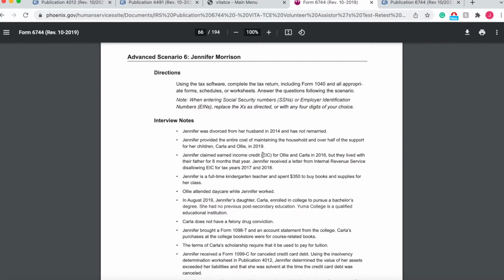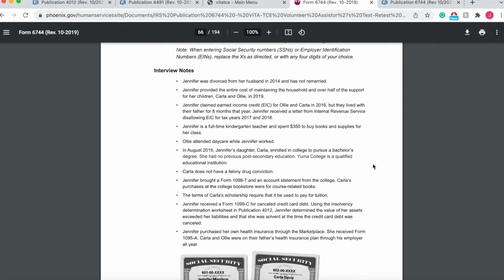Notice that we're already 2 bullets into the interview. We see that she's divorced, but that she maintains all of the costs for her household with 2 children living in it. It's probably a decent indication that she may qualify for head of household status. We also see from the interview notes that Jennifer claimed the earned income credit for Ollie and Carla in 2016, but they lived with their father for 8 months that year. Jennifer received a letter from the Internal Revenue Service disallowing the EIC for tax years 2017 and 2018. It's important to note that we are in tax year 2019 in this scenario.